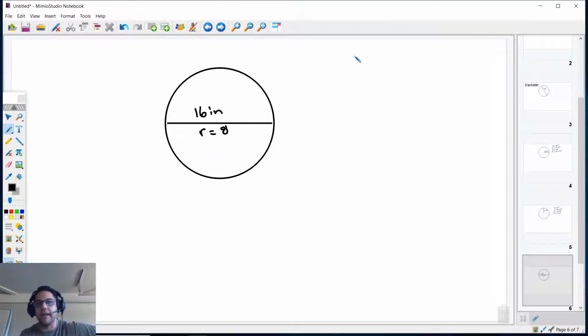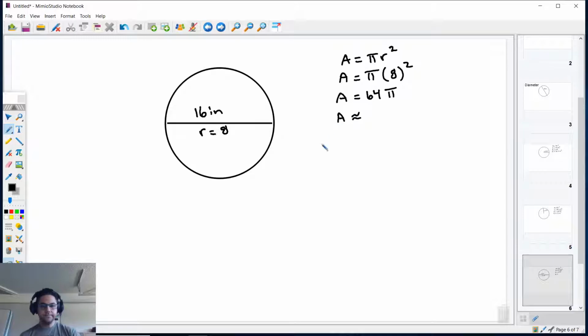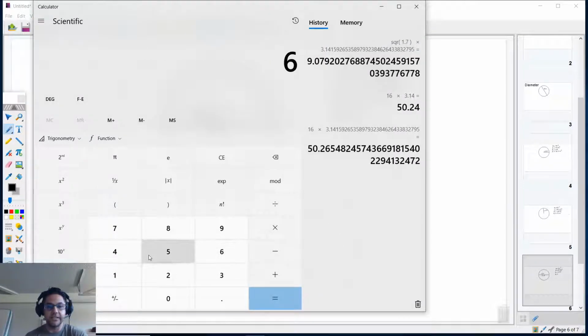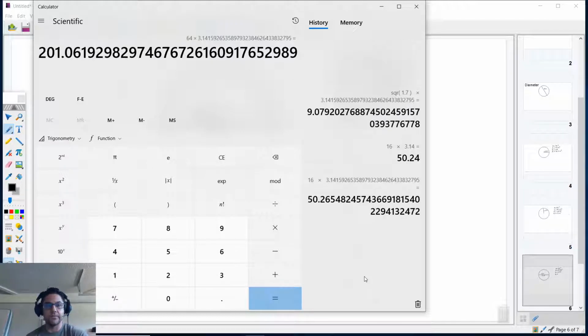Because again, we need to remember that the area is equal to pi r squared. We save pi for dessert. I've got 8 squared. We should have that memorized. 64 pi. Accurate answer. And then we're going to find our quick approximation with the little wavy line. All right, so looking at our calculator, clear entry, 64 multiplied by pi symbol, equal sign.